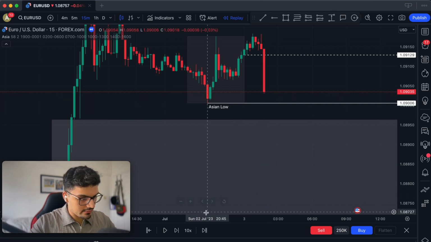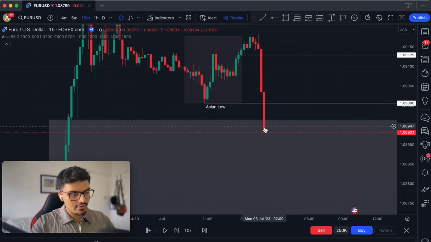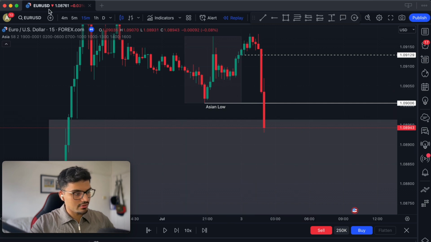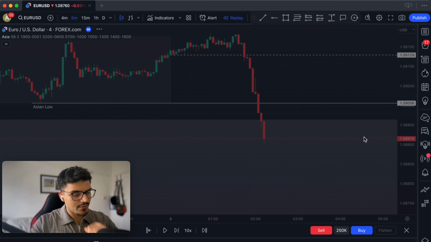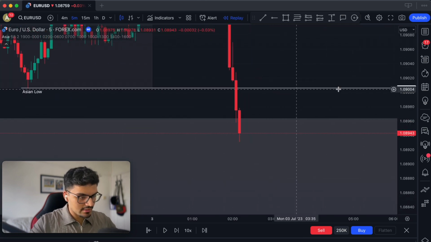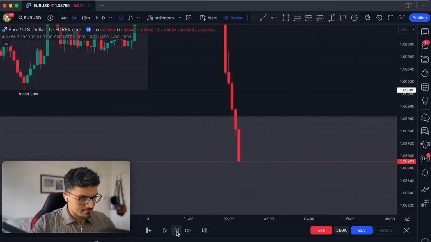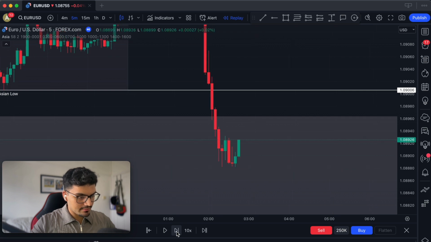So let's get to 2 a.m. So 1:45, so the next candle. There you go. At 2 a.m. we swept the Asian low. So now let's jump down to the thing I took on the 5 minute. Now let's see what happens. So no trade still. Not looking for anything.